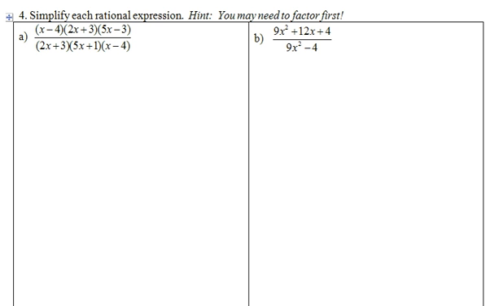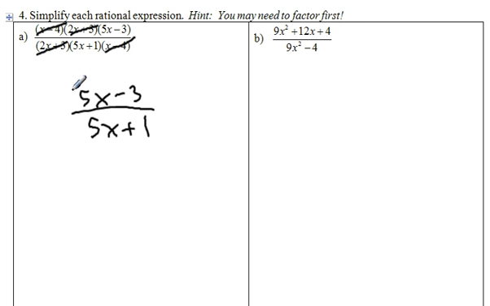Quick answers or worked out solutions to problem number 4. So in the first case, our goal is to simplify by reducing common factors. We've got one here. X minus 4 divided by itself cancels out. Also 2x plus 3 divided by itself cancels out. And left over is 5x minus 3 divided by 5x plus 1. And that's your final answer.